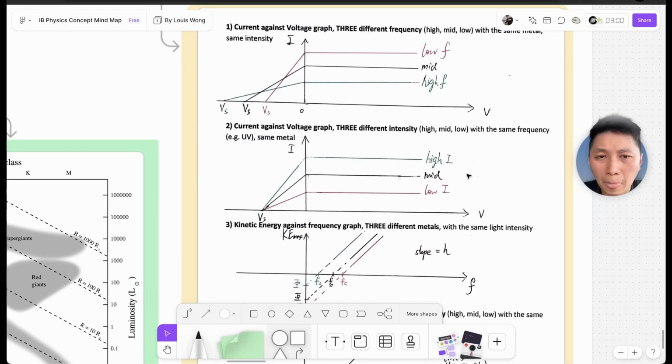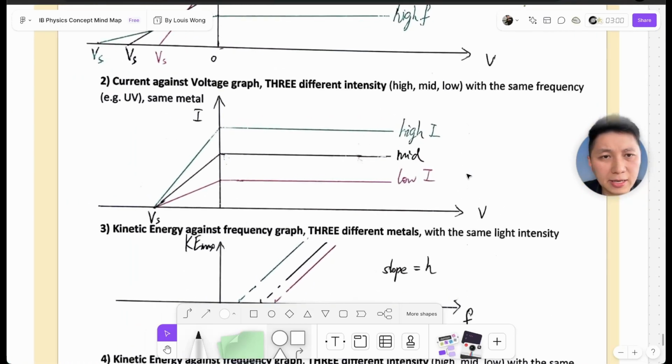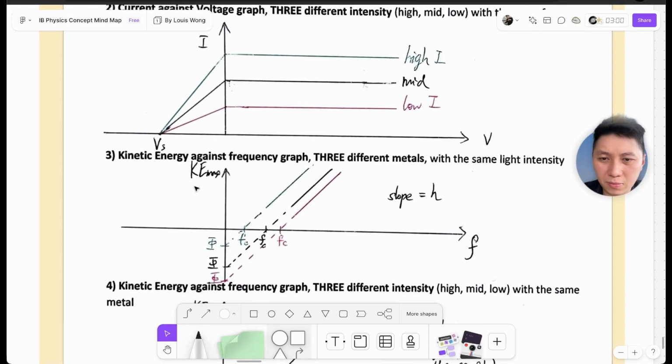Very interesting. The next thing is, if you only change the intensity while keeping everything else the same, then the idea is very simple. It's the same stopping voltage because the frequency is also the same. And so with high intensity, the current just goes higher at all times.